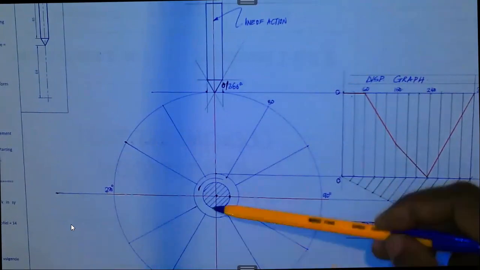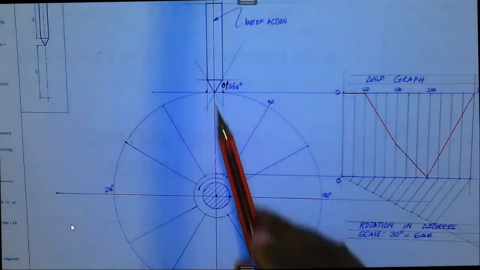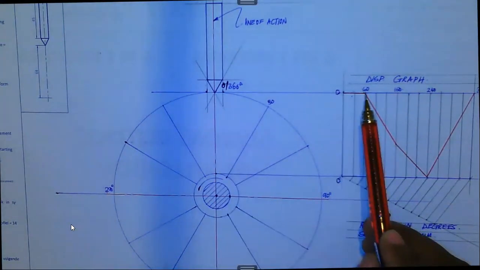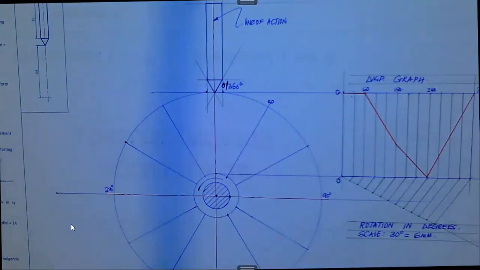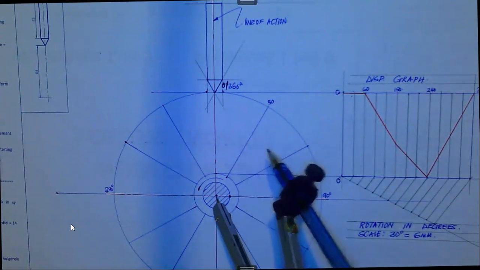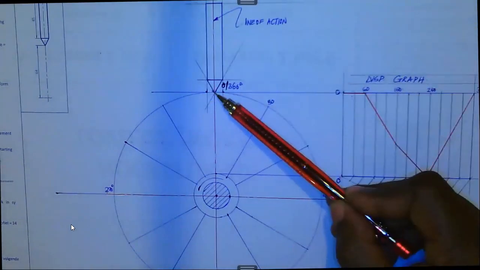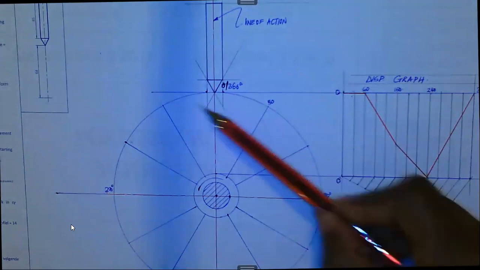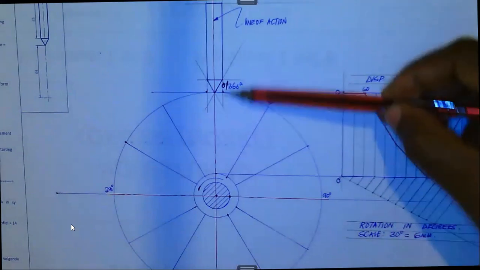So that line here is referred to as the line of action, okay? Right, so let's start with the first one. From 0 to 60 degrees, the follower is basically dwelling. When it is not falling and not rising, it is said to be dwelling, or stationary. Stationary, like I explained, is not moving up or down. Dwelling basically is maintaining the same height, or resting. Again, resting is not moving up or down.